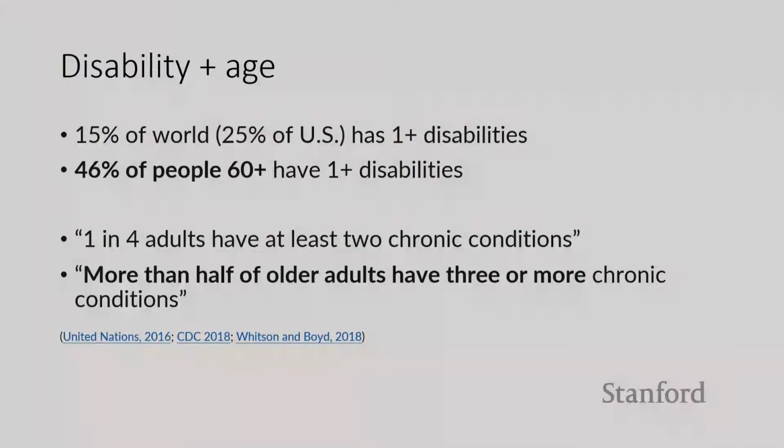I'm going to discuss this in the context of disability intersecting with older age. When I discuss disability and age, I want to highlight that disability is not synonymous with aging, but it is highly correlated with aging. These statistics show that 15% of the world has one or more disabilities, where among those over the age of 60, that number significantly increases to 46% of people having more than one disability. Similarly with chronic conditions, 1 in 4 adults have at least 2 chronic conditions, and among older adults, more than half have 3 or more. So disability and older age don't equate to one another, but they are correlated.